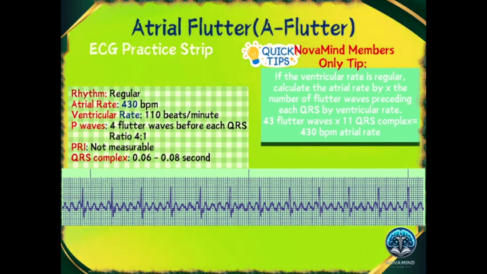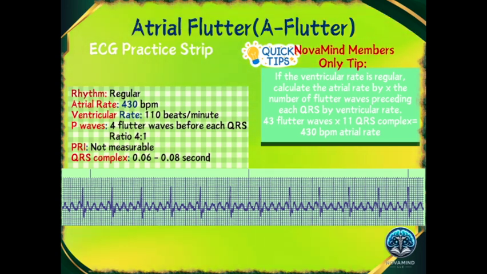Step 2. Atrial and ventricular rate. Moving on to the rates, the atrial rate is measured at about 430 beats per minute. This is characteristic of atrial flutter, where the atrial depolarization occurs very rapidly. The ventricular rate is 110 beats per minute. This results from a 4-to-1 conduction ratio, meaning for every 4 flutter waves, there's only one impulse that is successfully conducted through the AV node, and it results in a QRS complex.